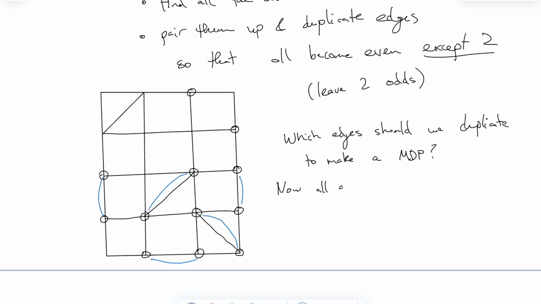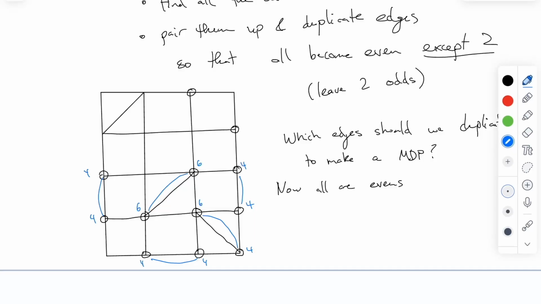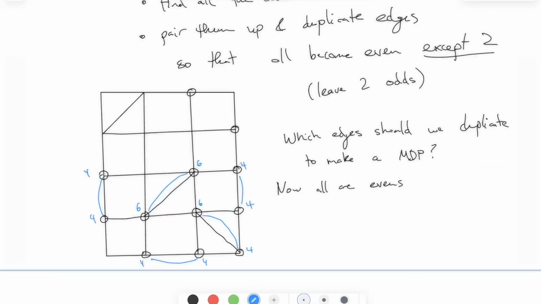All right, so now all are evens. Those 3s are now 4s, right? This, which used to be a 5, is now a 6. That's a 6. These are 4s. That's a 4. That's a 6. That's a 4. That's a 4. Right? Whatever they used to be, it's just been increased by 1. So now all are evens, except the 2 that I left alone. Except for the 2 odds.